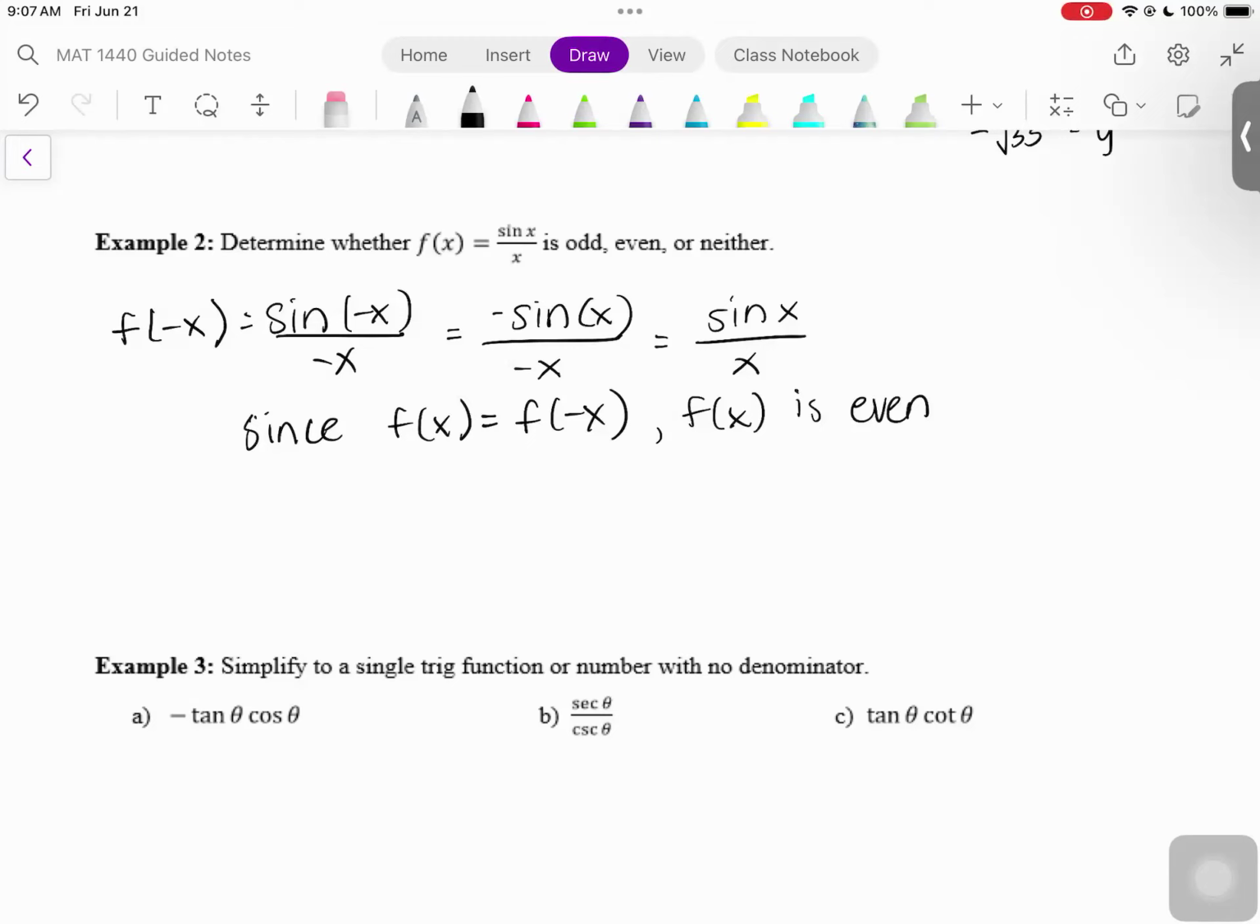And that tells me that this function would be symmetric about the y-axis. Now we could move further to test if this function is odd, but if a function is even, then it cannot also be odd.